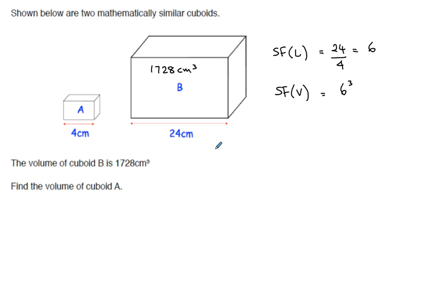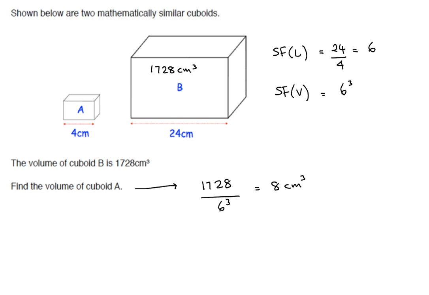Here we're going from bigger to smaller. So the volume of cuboid A would be 1728 divided by 6 cubed, and we get 8 centimeter cubed. All right, as easy as that.